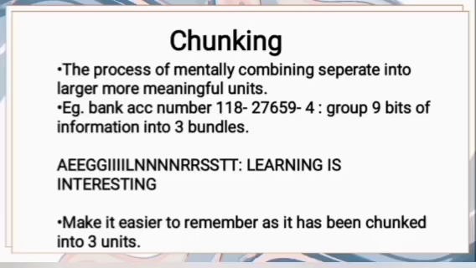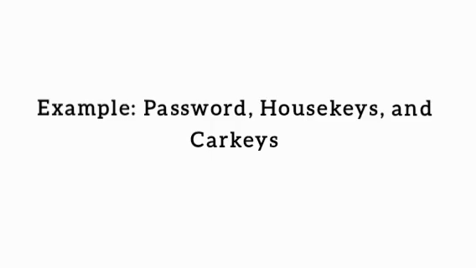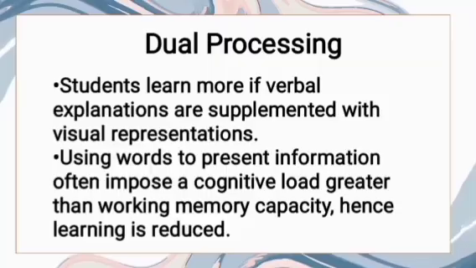Chunking is the process of mentally combining separate items into larger, more meaningful units. This can be your bank account number, or words with meaningful meanings. Examples are your password, house keys, and car keys.